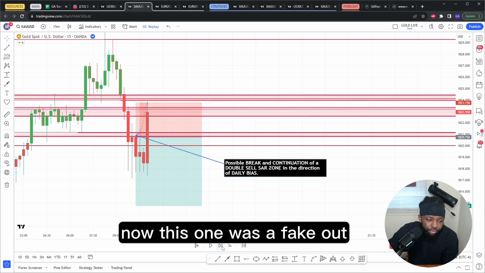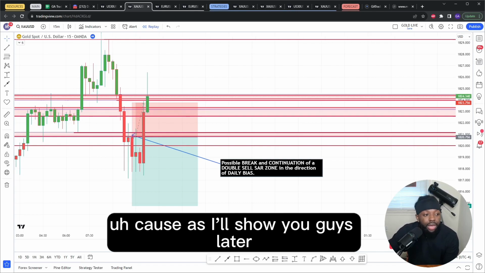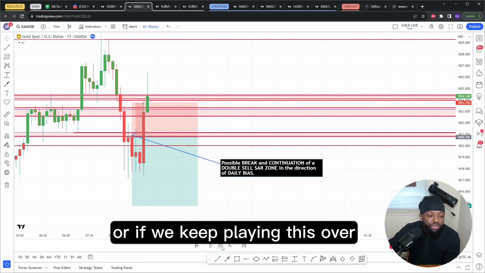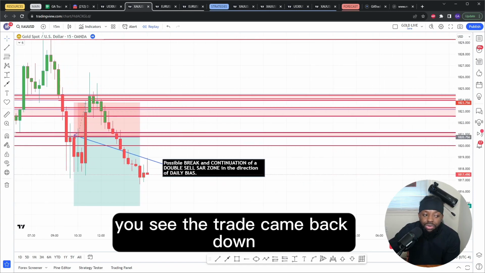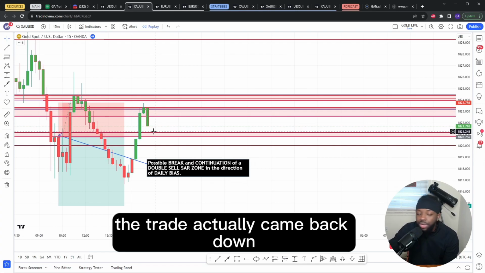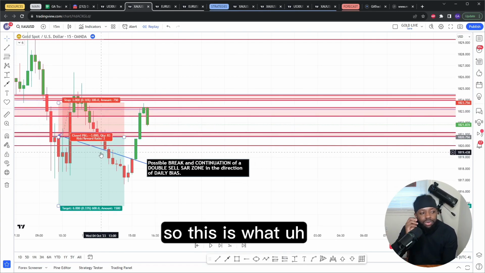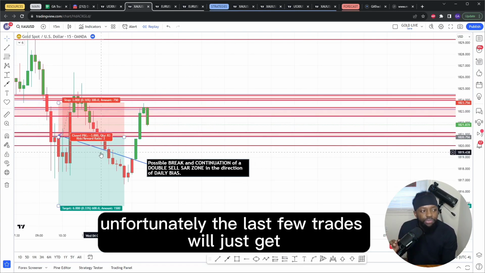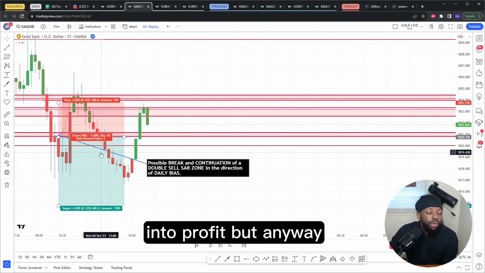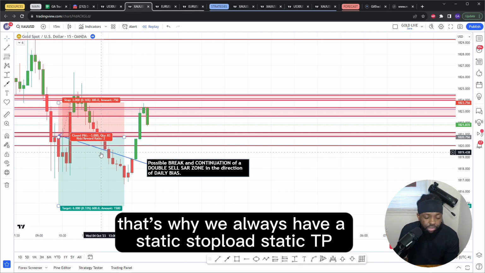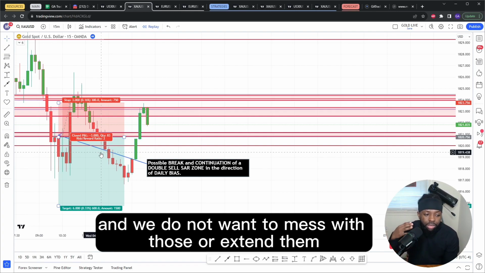Now, this one was a fake out, because as I'll show you guys later, or if we keep playing this over, you see the trade came back down. So you see that the trade actually came back down. Unfortunately, the last few trades we've just been getting faked out, and the trade comes back into profit. But anyway, that's why we always have a static stop loss, static TP, and we do not want to mess with those or extend them.